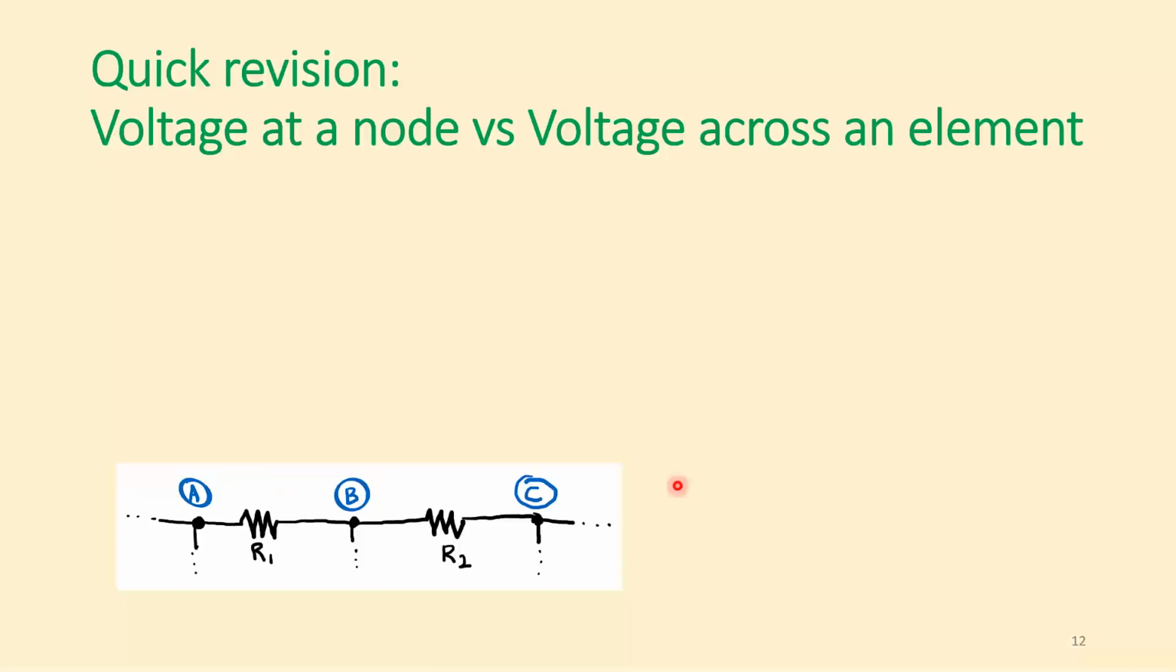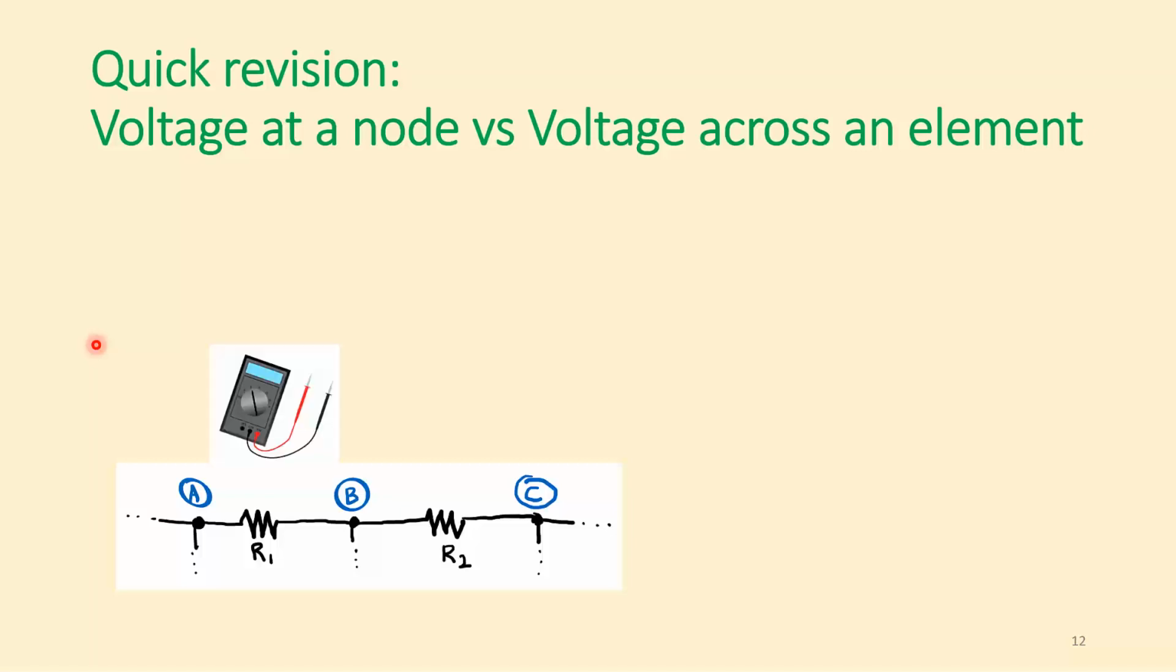Before we proceed, let's have a quick revision of voltage at a node versus voltage across an element. I can't emphasize this enough. When the slides turn yellow like this, it means we're going for a flashback, a quick revision. This is not actually in the lecture notes flow, but I feel that we need to sort this out very clearly.